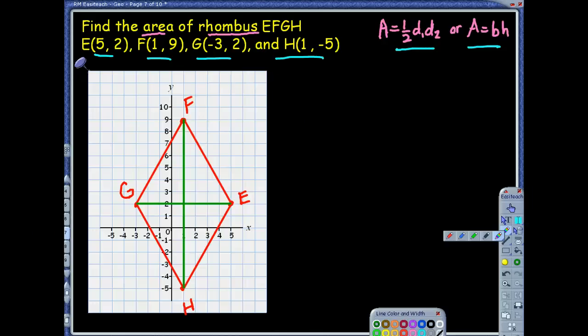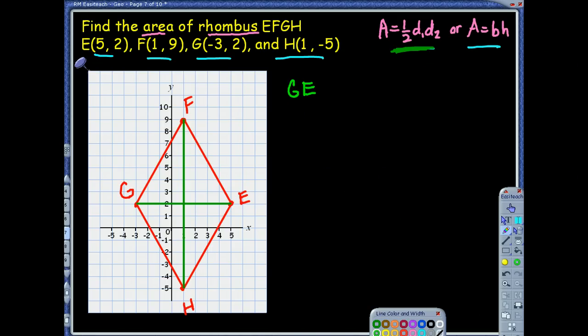Now, drawing a sketch might take some time, all right? So if you don't want to do that and you want to go ahead and just use the distance formula, finding the distance between the two diagonals, that works as well, all right? So what are the two diagonals? Okay, let's see here. I'm looking at GE first. Okay, so that's one diagonal.